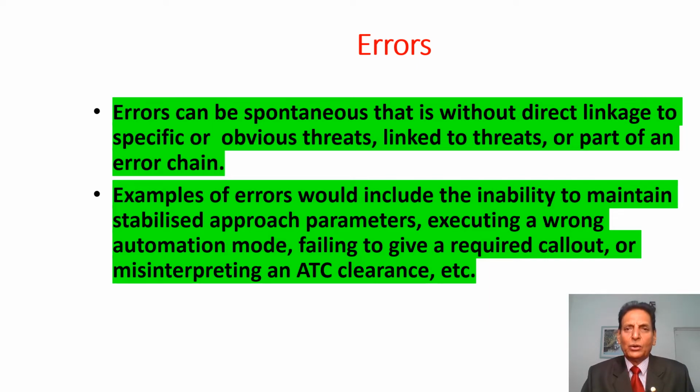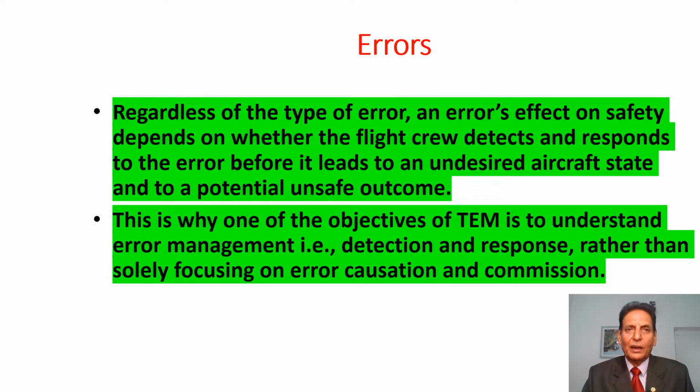Examples of errors would include the inability to maintain stabilized approach parameters, executing a wrong automation mode, failing to give a required callout, or misinterpreting an ATC clearance, etc. Regardless of the type of error, an error's effect on safety depends on whether the flight crew detects and responds to the error before it leads to an undesired aircraft state and to a potential unsafe outcome.